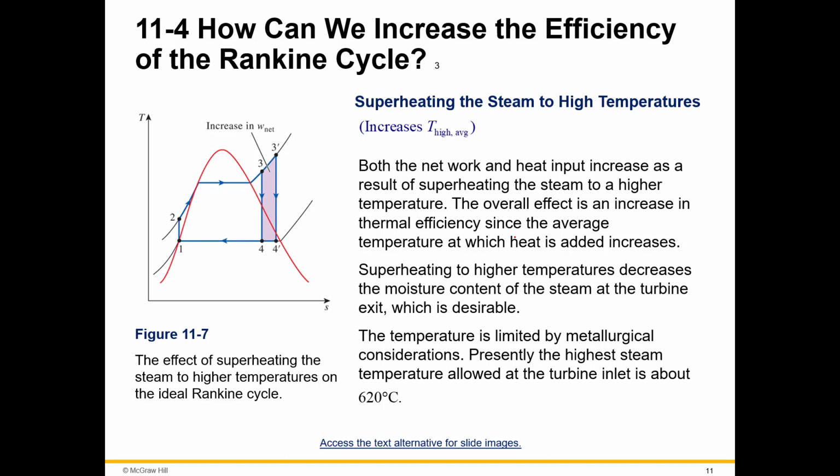The temperature is limited by metallurgical considerations. Presently, the highest steam temperature allowed at the turbine inlet is about 620 degrees Celsius. Very high, but still limiting. This is still a limit. And so you can see here we started out at 4, and we're increasing the temperature. Started at 3, we're increasing the temperature to about right here, which in turn, while our temperature stays the same at 4, our entropy is increasing. And we're getting this increase in net work in the superheated region.